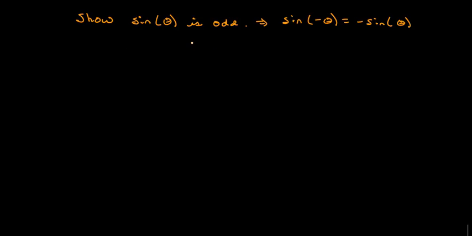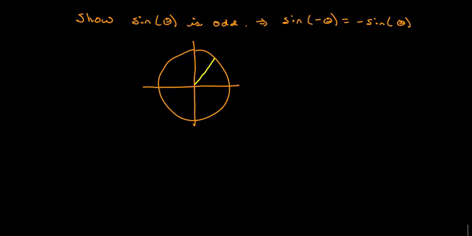Well, let's draw out a picture again. Okay, and let's draw an arbitrary angle. We'll call it theta. So here's theta. Now, this has for coordinates cosine theta and sine theta.